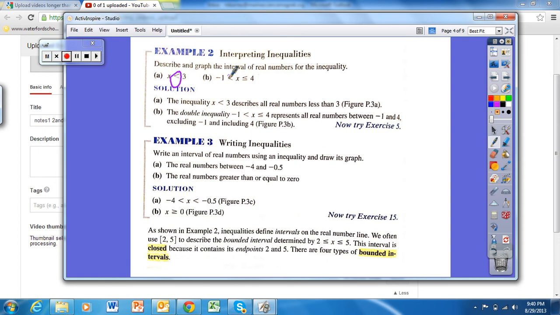These little symbols are called inequalities. I'm pretty sure you know that by now. The inequality x is less than 3 describes all real numbers less than 3. That means rational, irrational, anything less than 3. The double inequality, that's this guy, is all real numbers. When the x is written between the two inequalities, then we say x is between -1 and 4, including 4, because that little line underneath says 4 is also a potential answer.